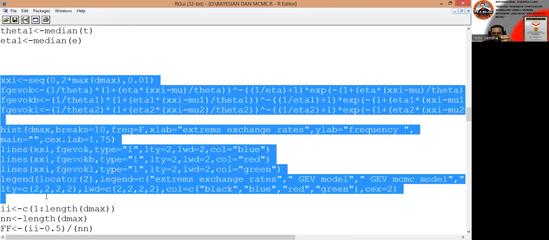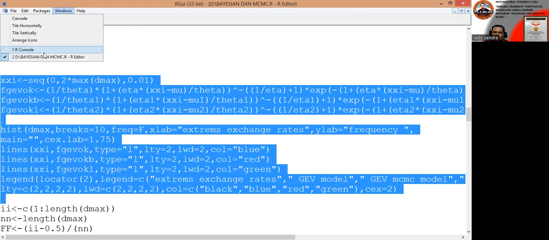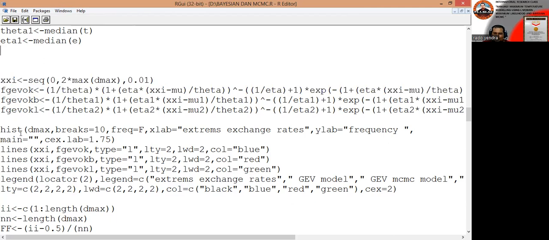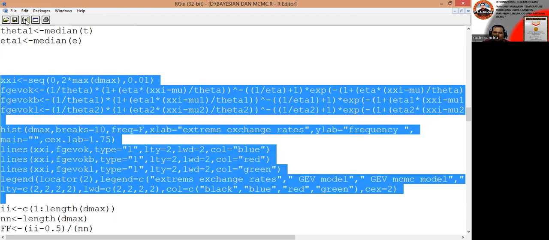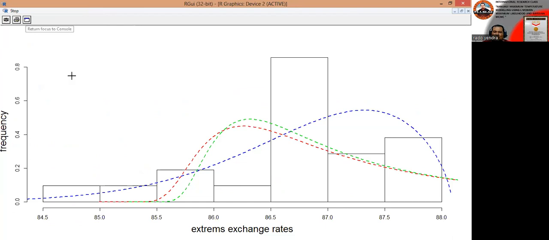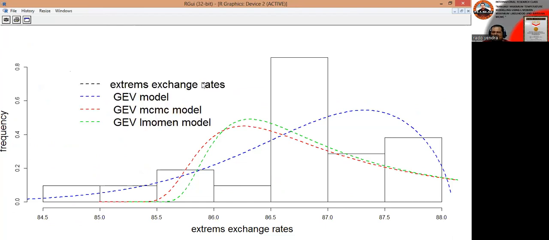So after that, we are trying to make the comparison for the plot for the 3 methods in the estimate parameter. Okay, you can check here. We run here. So we can see the comparison from your house. You can see here, there are 3 graphs, the blue one, the green one, and the red one.